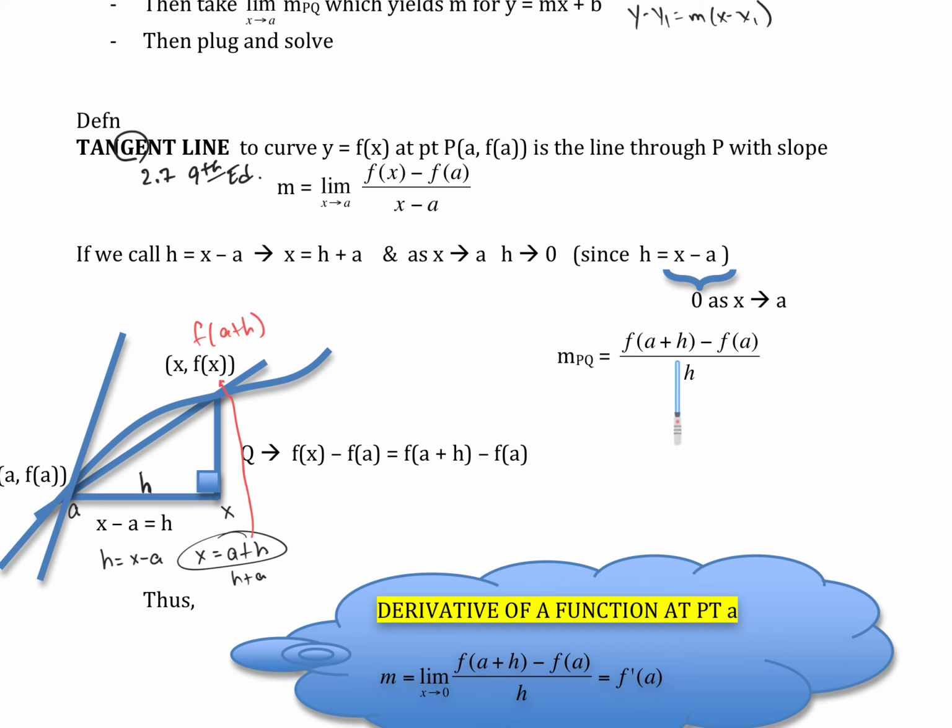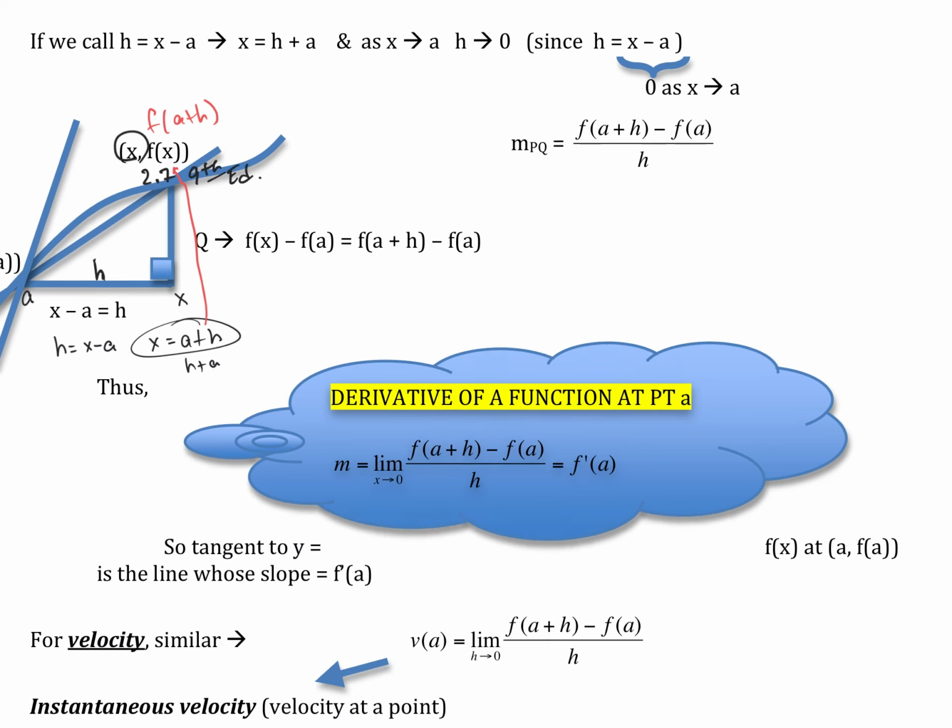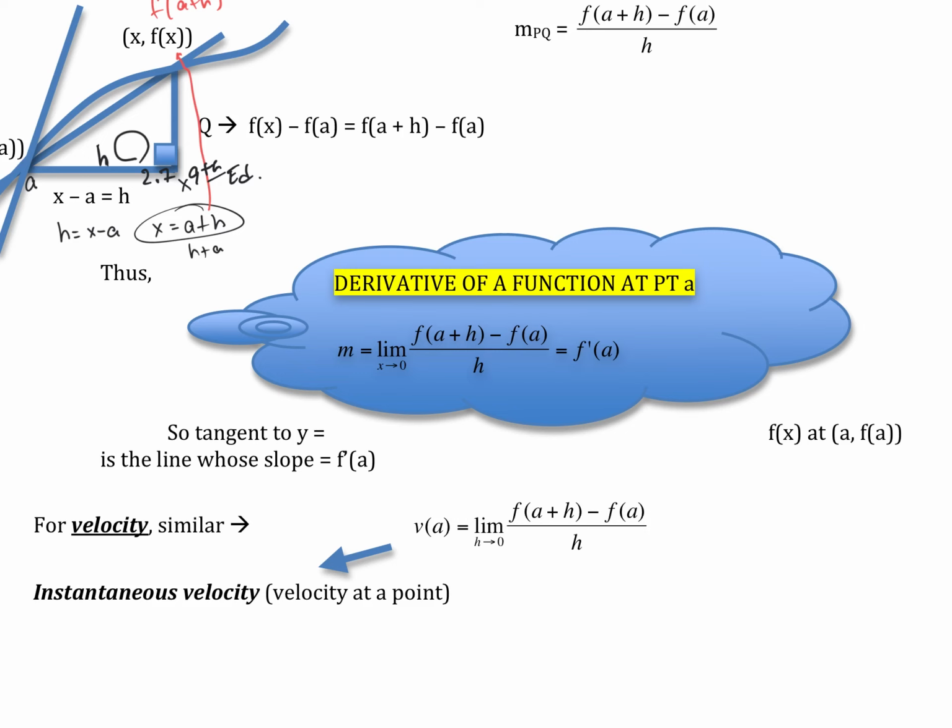So it's the same thing. Now, instead of x minus a, I put in the h. All I did was adjust this a little bit. So now, instead of taking the limit as x goes to a, I want to take the limit as h goes to 0. And this is what I end up with. That's the derivative of a function at point A.